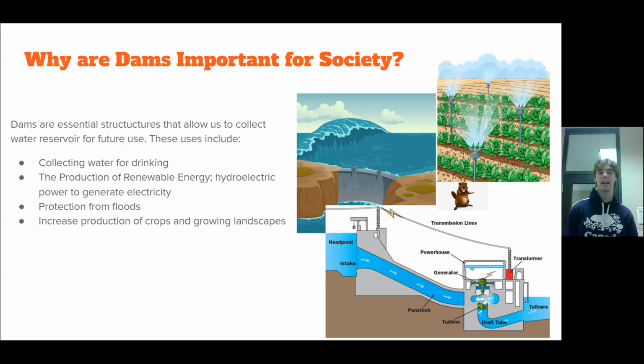Why are dams important for society? Dams are essential structures that allow us to collect water in a reservoir for future use. These uses include collecting water for drinking, the production of renewable energy, including hydroelectric power to generate electricity, protection from floods, and an increased production of crops and growing landscapes. These are very important things for society, so it represents the dam's importance to the world.